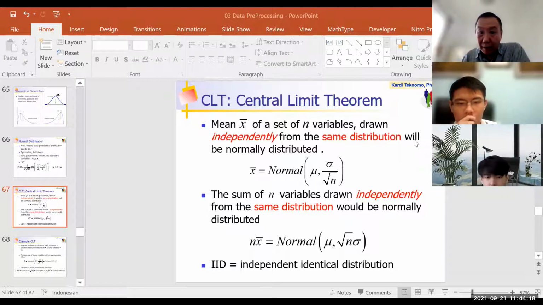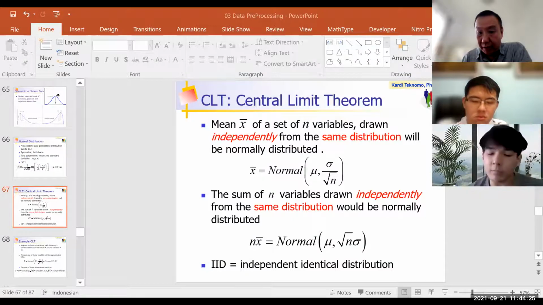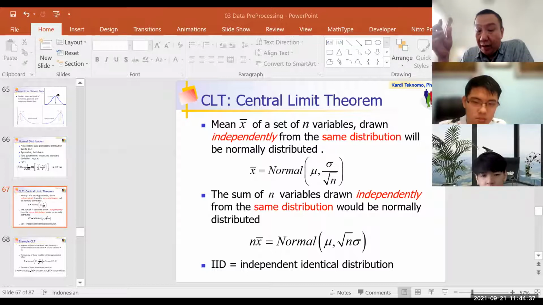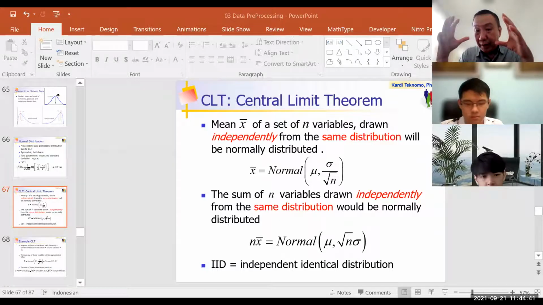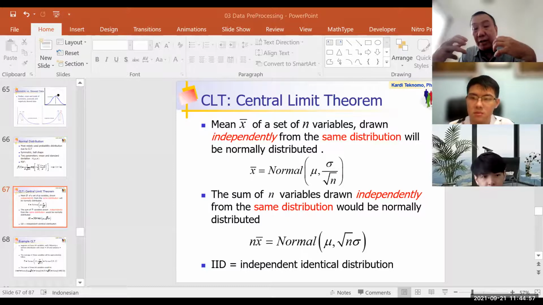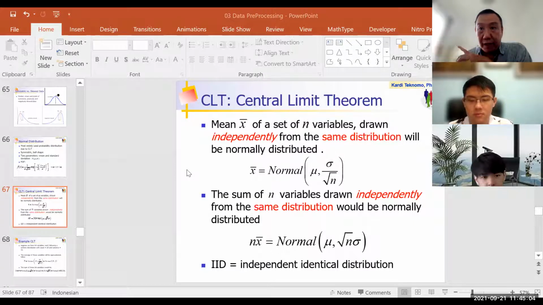Now the sum of n variables drawn independently from the same distribution will always be normally distributed. The keyword here is IID. What is IID? Independent identical distribution. Meaning you have the same distribution, and they are independent, one not related to the others. If you draw a sample from them, the mean is always normally distributed. So this is guaranteeing that practically, for every measurement that you can measure, you can approach it using the normal distribution.